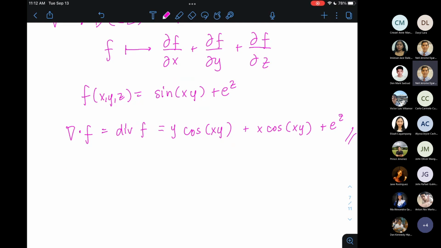Now, what is del dot f? Kulang pala to. Nabuko tuloy yung gusto kong gawin. Sige nga, ano tong number na to? Nabla dot f of 0, 1, 1.